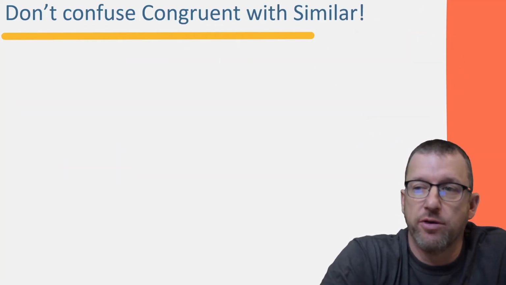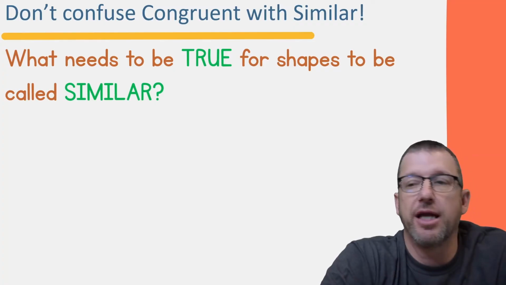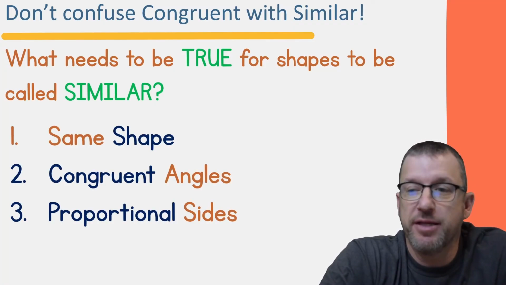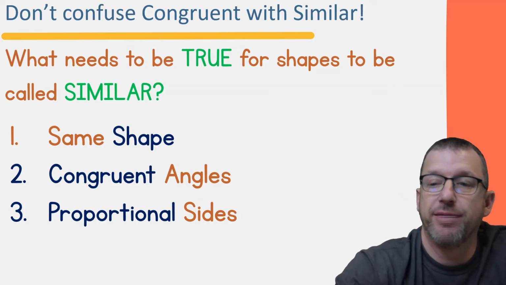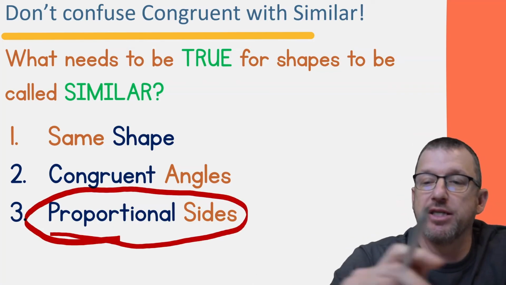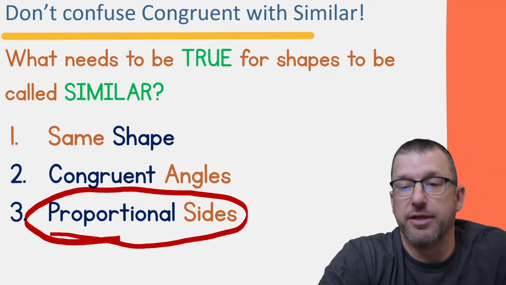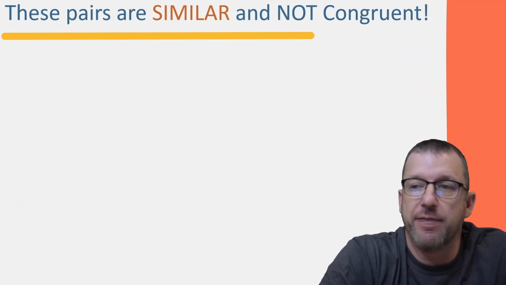Don't confuse congruent with similar. You're going to get into this a lot more as you get further into math. What needs to be true for shapes to be similar? They have to be the same shape, and they have to have the same angles, but the sides don't have to be the same. They just have to be proportional. Meaning if one of the sides is twice as big as the other one, then the other one has to be twice as big. So let's look at some examples of this.